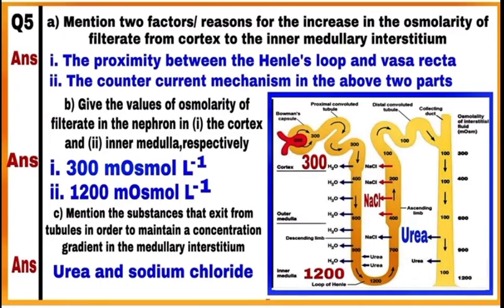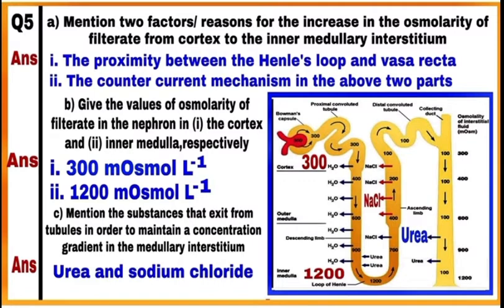Question 5, Part A. Mention 2 factors or reasons for the increase in osmolarity of filtrate from cortex to the inner medullary interstitium. 2 reasons are: number 1, the proximity between the Henle's loop and vasa recta, Henle's loop and vasa recta close to each other.